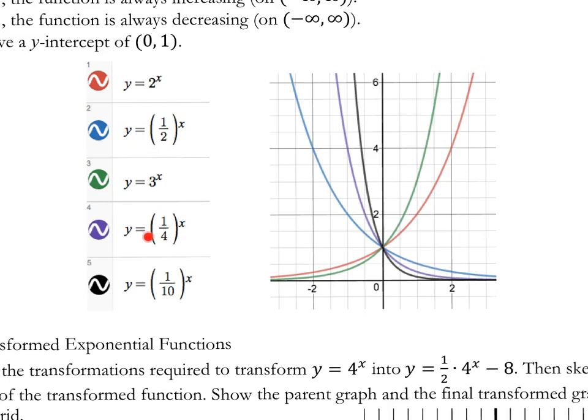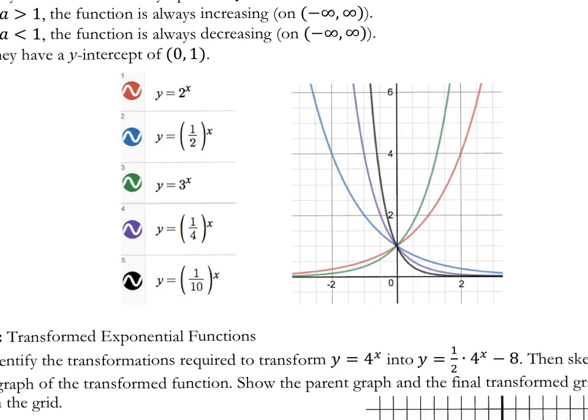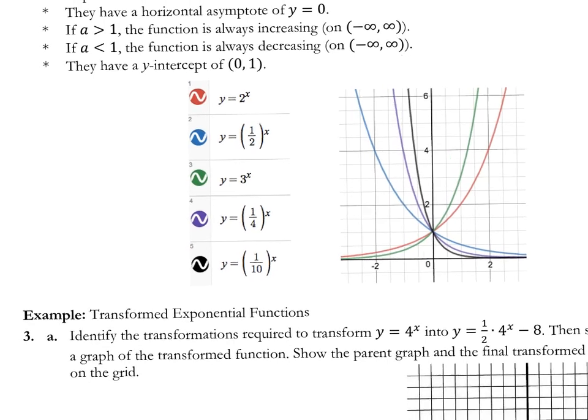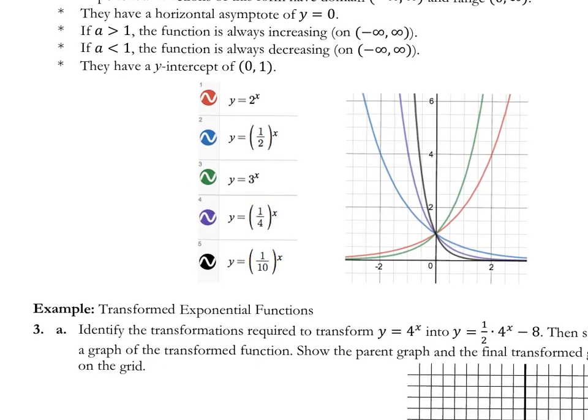Whereas when the base is a fraction between 0 and 1, notice the graph is decreasing. So exponential functions will always be either increasing, everywhere on their domain, or always decreasing, and again, that just depends on the base. Another thing to notice about these exponential functions is that they will always have a y-intercept of (0, 1). Now we're going to be transforming them, so the y-intercept will change or move when we transform it, but they sort of start off with a y-intercept of (0, 1).